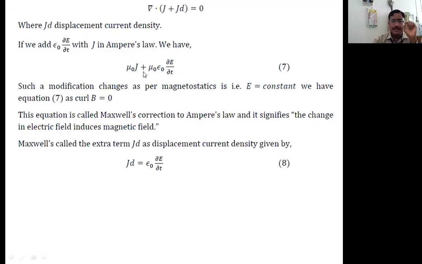So the right hand side of Ampere's law, that is the fourth equation, will become mu 0 J plus mu 0 epsilon 0 dou E by dou t. As we know, mu 0 is the permeability of free space. It is the ability of the material or any substance to allow the magnetic lines of force to pass through it.